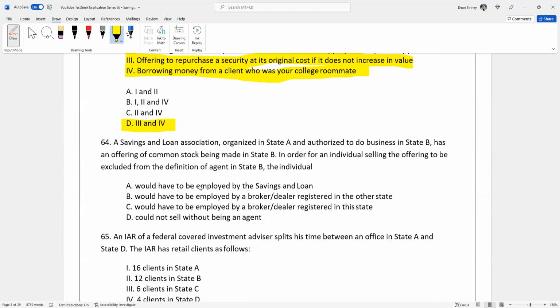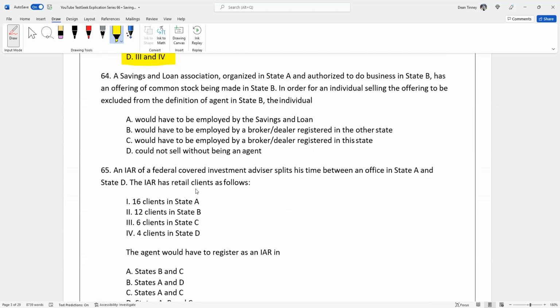So, 64. Savings and Loan Association organized in State A and authorized to do business in State B has an offering of common stock being made in State B. Ugh. So a savings and loan organized in Nevada, authorized to do business in California, has an offering of common stock being made in California. I suggest you take care of the bad grammar on the 66 by putting in names, your firm, yourself, whoever it happens to be. In order for an individual, me, selling the offering to be excluded from the definition of an agent in State B, me, the individual, which of the following would be true?